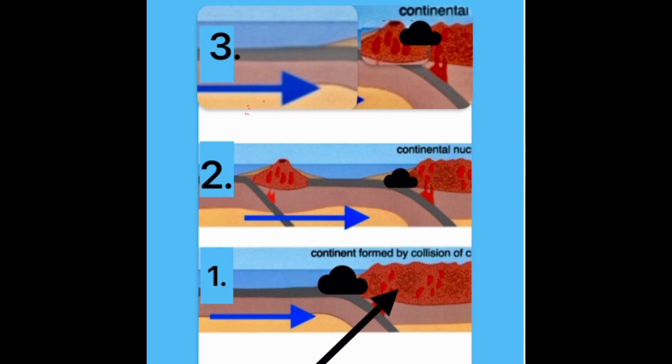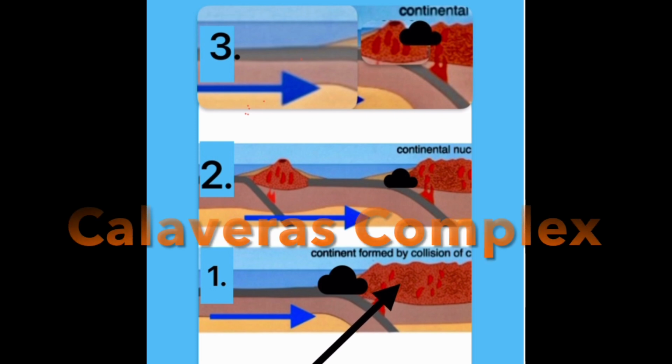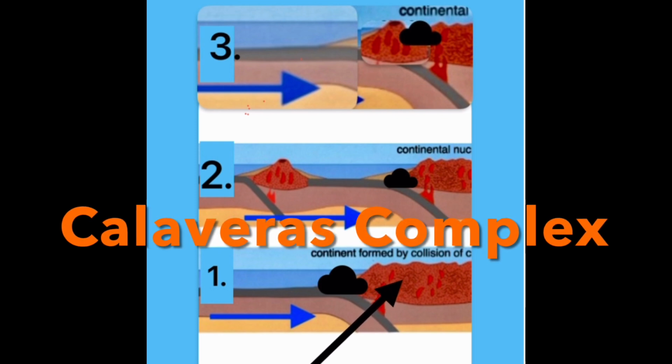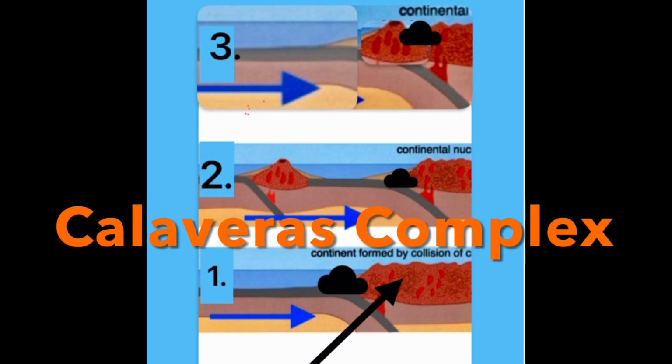The black blob in number 1 shows that passive margin sediments and ocean crust were also shoved up on the edge of the continent. This whole package is called the Calaveras Complex.